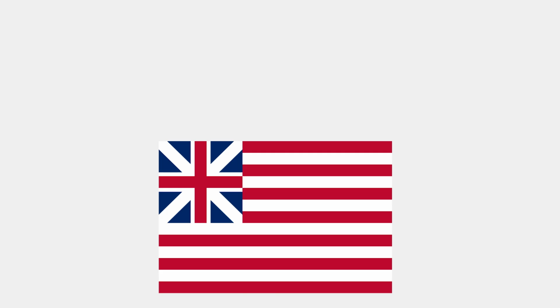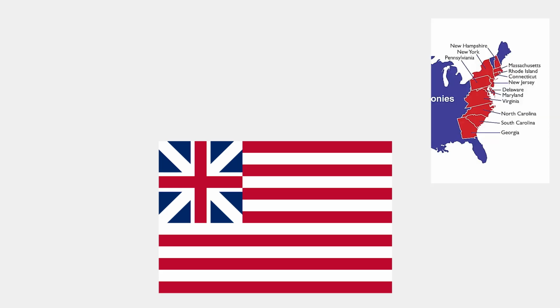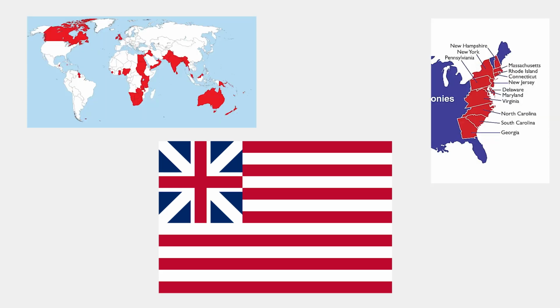As is pretty well known, the mighty United States were once neither united nor states. They were 13 colonies under the British Empire under this flag, which has 13 alternating red and white stripes to symbolize the 13 colonies, and the Union Jack to symbolize the British rule.